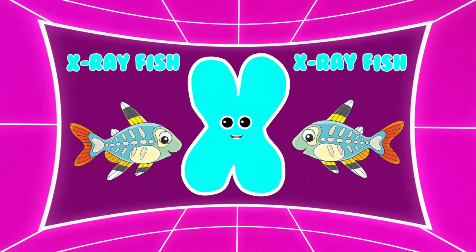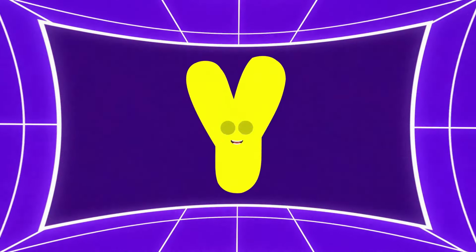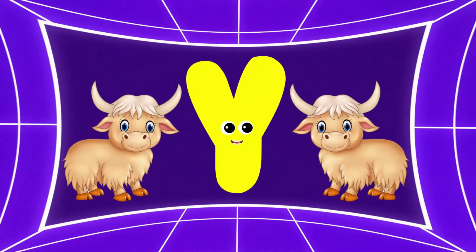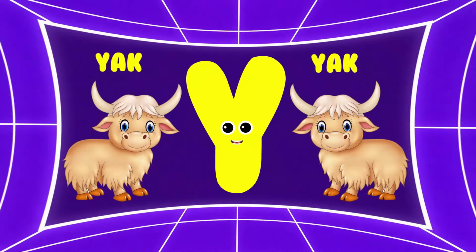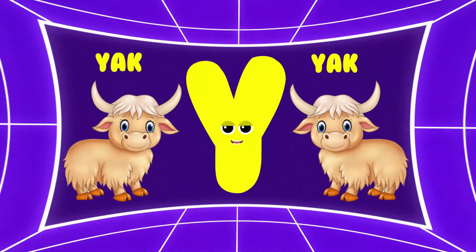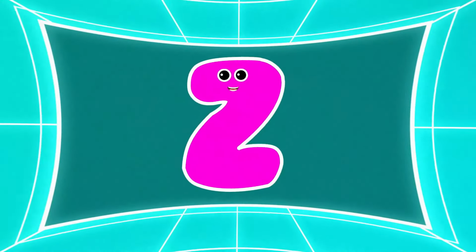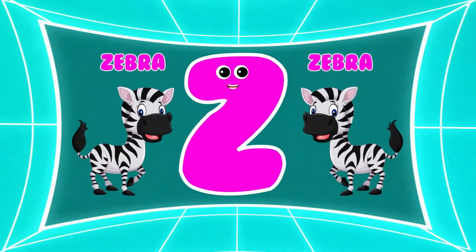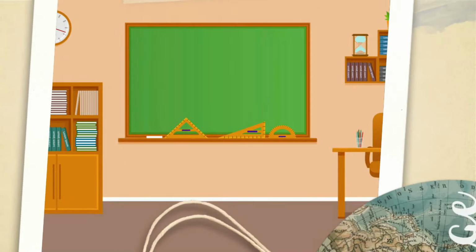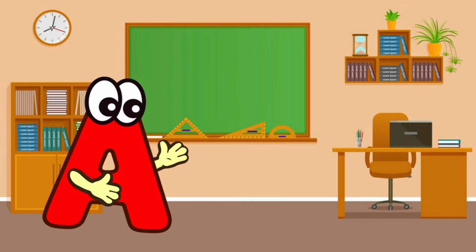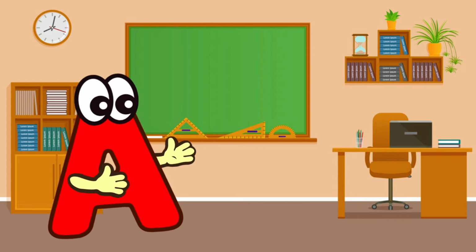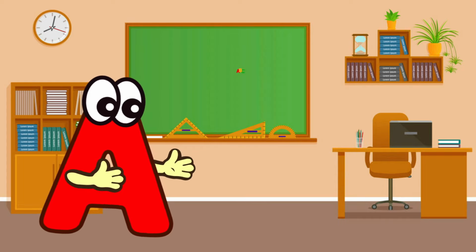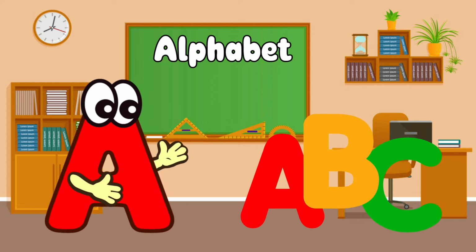Y is for yak, yak. Z is for zebra, zebra. A, alphabet.